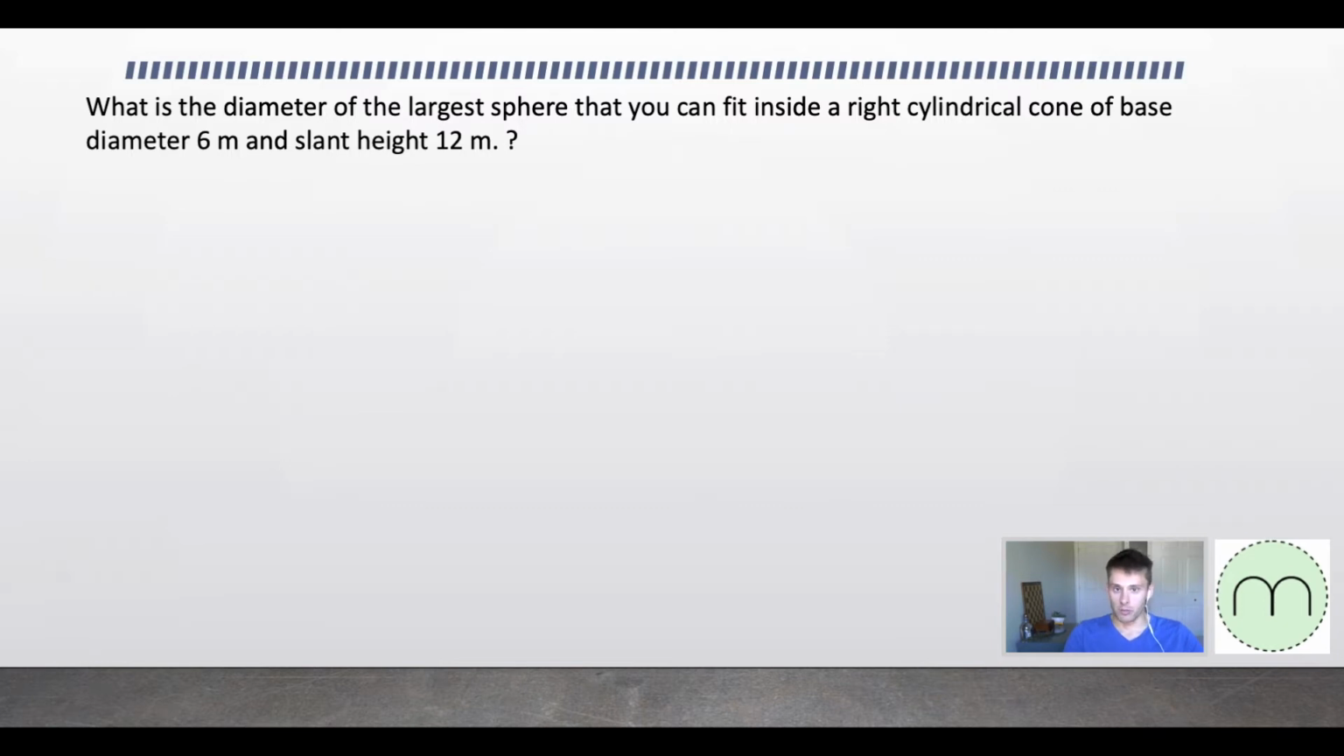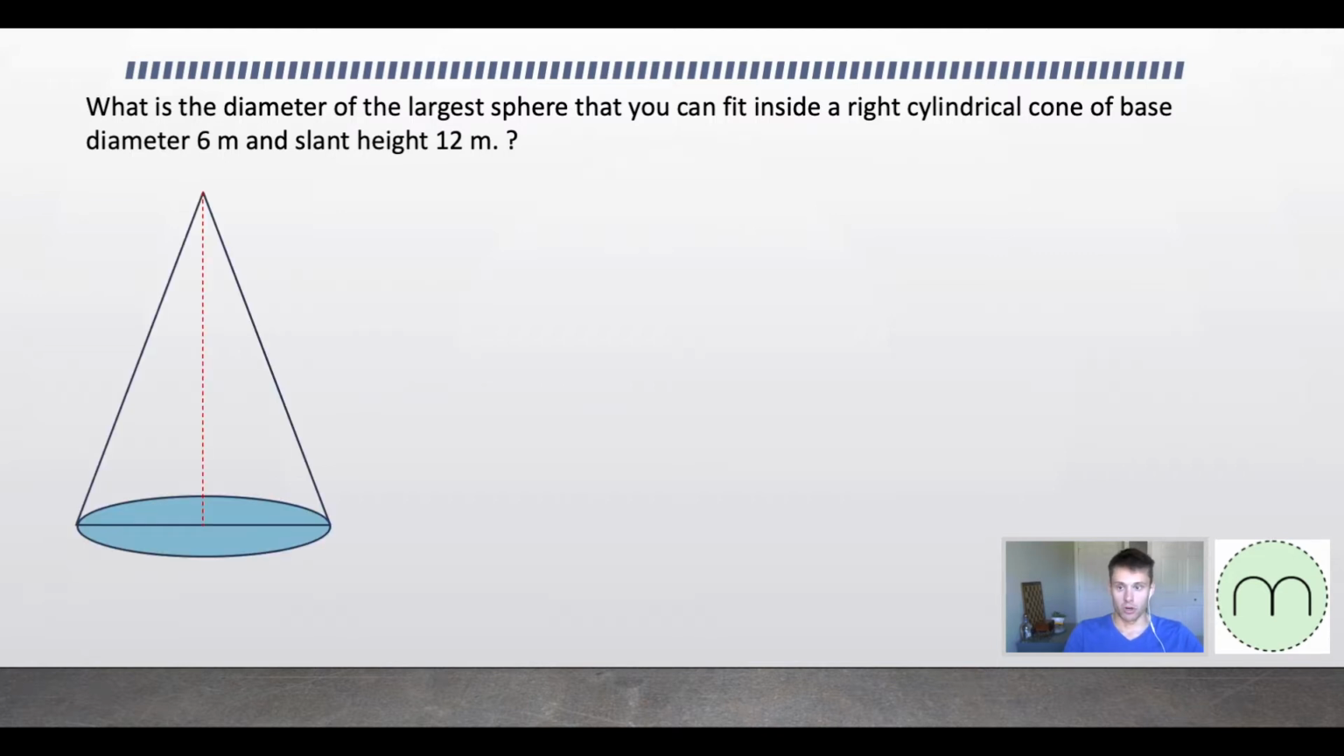Whenever you have a geometry problem like this, the first thing you want to do is try to draw it. So I'm going to go ahead and draw a cylindrical cone, right cylindrical cone, and I'm going to try to draw a sphere inside of it. The problem calls for the largest sphere possible, and that would be a sphere that would touch each one of the sides, and that's what I try to represent here with this drawing.